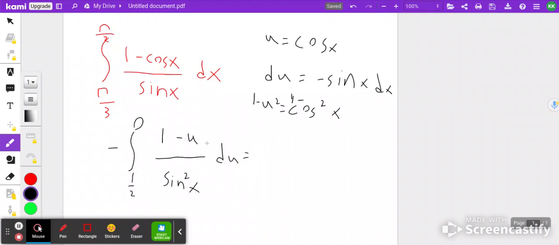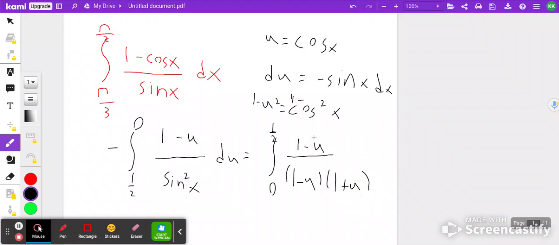So this is the same as the integral, and I can use the property of integrals to change the bounds and then bring this negative. So this is the same as the integral from 0 to 1/2 of (1 minus u) over, and I'm going to write 1 minus u squared as the factored difference, 1 minus u times 1 plus u.